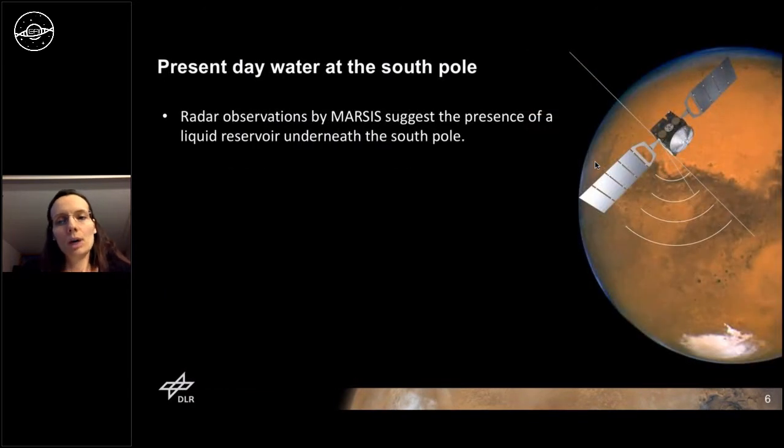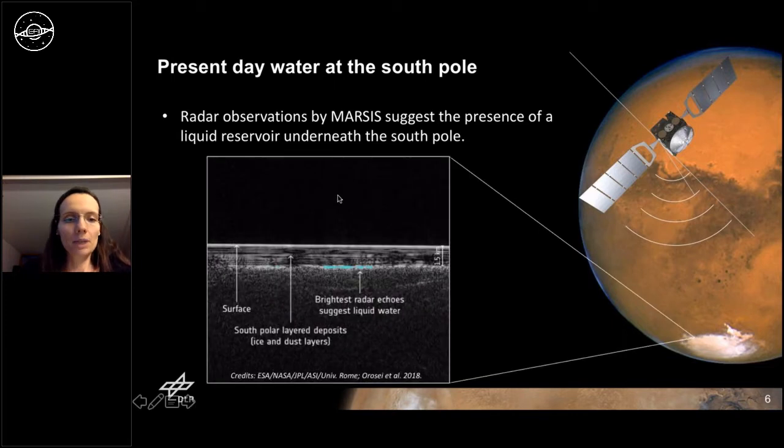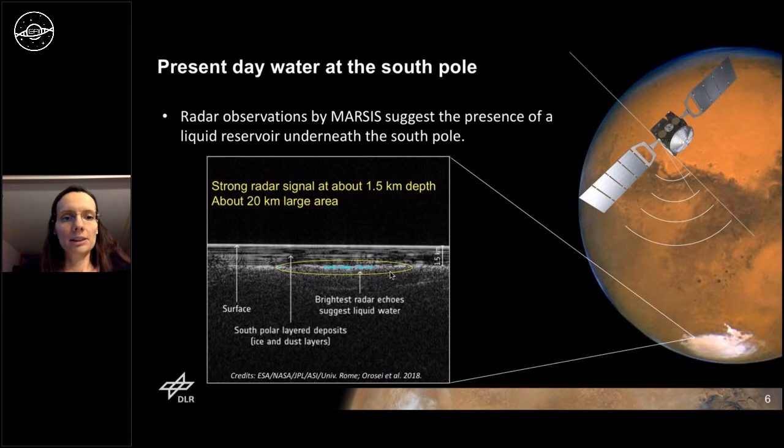But when we talk about liquid water, we have to acknowledge the radar observations from the MARSIS radar on Mars Express, which suggest the presence of a liquid reservoir underneath the south pole of Mars. Here you see a radargram with bright radar echoes that suggest the presence of liquid water. The strong radar signal has been determined at about 1.5 kilometers depth and in an area about 20 kilometers large. This is, of course, a bit surprising because the temperature at this location is very low.